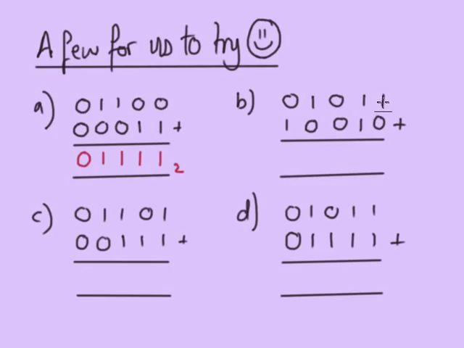Right, the second one, let's apply the rules. 1 plus 0 is 1. 1 plus 1 is 0, carry 1. So I'm going to make sure I've got my carry in. 0 plus 0 plus 1 is 1. 1 plus 0 is 1. 0 plus 1 is 1. Again, this is a number in base 2.